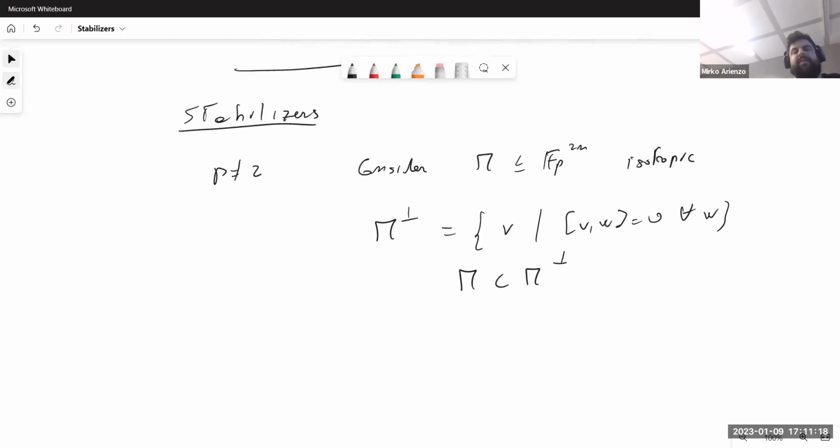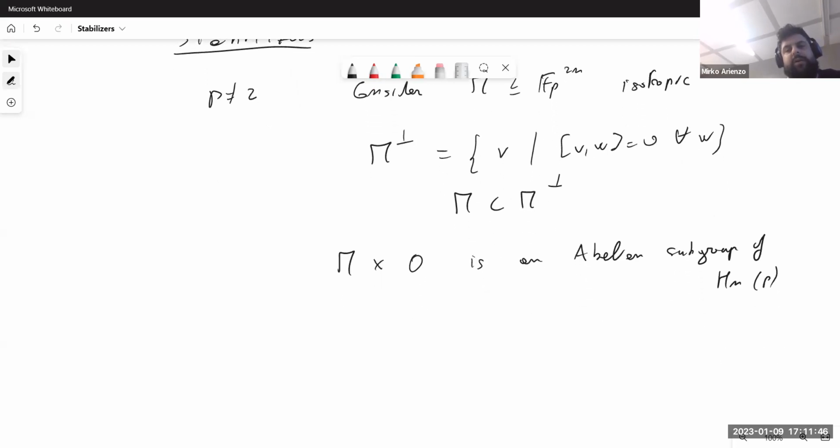Now, if you consider an isotropic subspace of the discrete phase space, then you have that M times 0 is an abelian subgroup of the Heisenberg group. And this is kind of obvious because the non-commuting part, the T term in the composition of the Heisenberg group, is 0 by definition here.